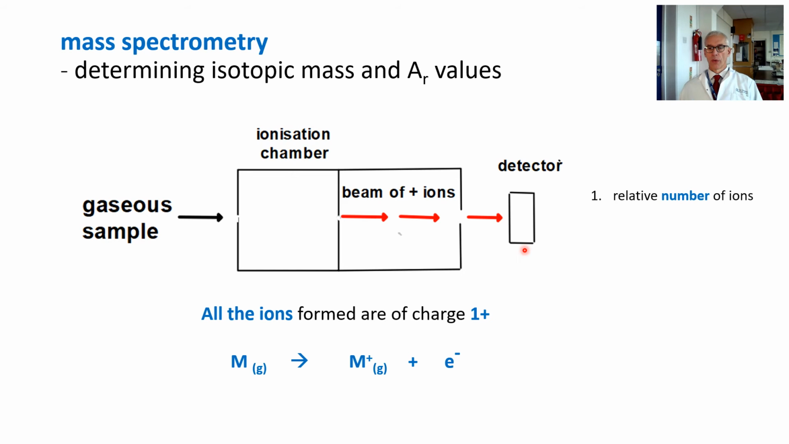So the detector will count the relative numbers of ions and the relative mass of each ion. So from the mass spectrometer, we get two pieces of information concerning the mass of a sample of a particular element's atoms. Firstly, the number of different +1 ions, and the relative mass of those ions.